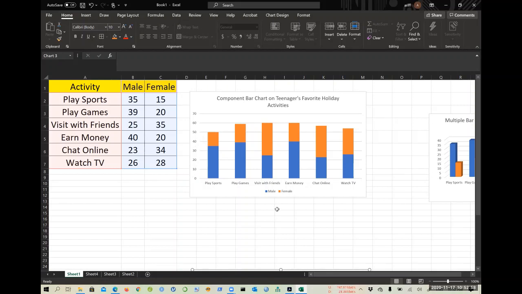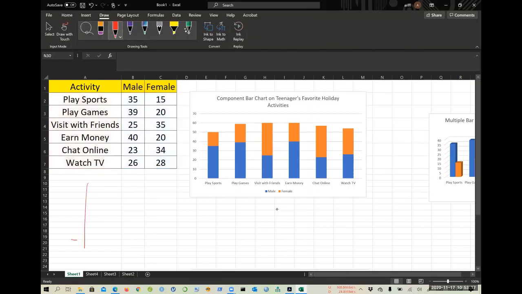Remember, whenever you do the stack bar chart, one of the common mistakes done by students is that they are not stacking, but they are overlapping. So that is wrong. What I say is overlapping. Instead of doing like this, let's say for the first one, you have play sport male, we have 35. So suppose that you have 35 over here. So you draw male 35.